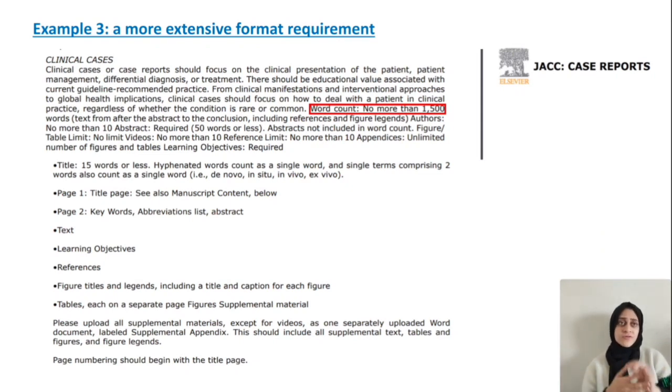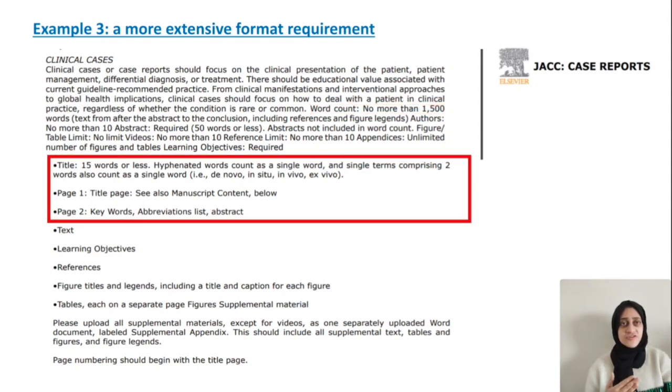But if you're going to target bigger journals, for instance the JACC, this has a more extensive format requirement. For the word count, you're getting up to 1500, but when you look at the other instructions, they now want the title to be 15 words or less, with a hyphenated word counted as a single word. Page 1 should be the title page, page 2 should have keywords and abstract, and there's an extensive list of requirements.